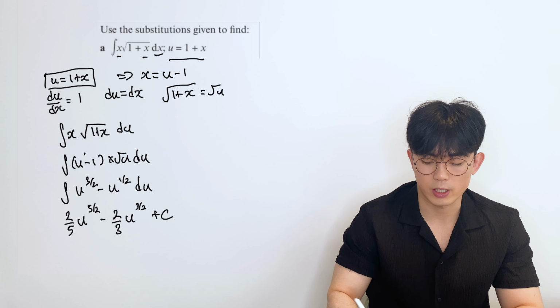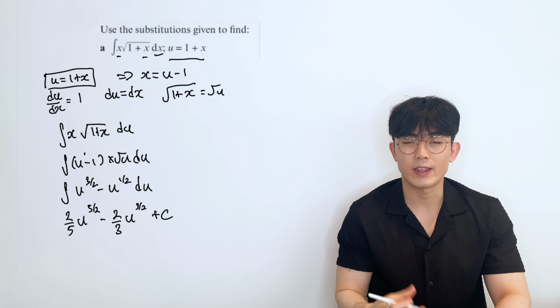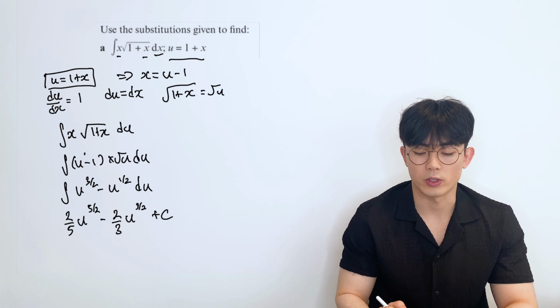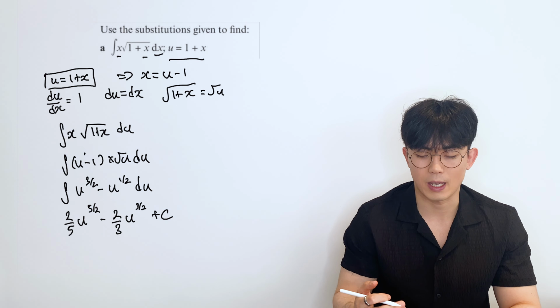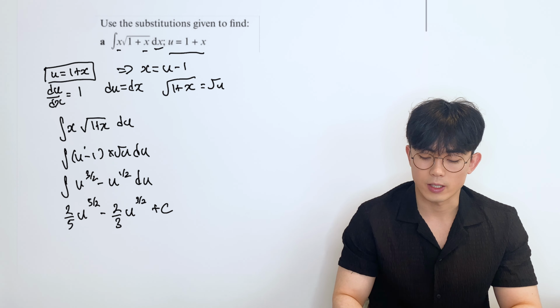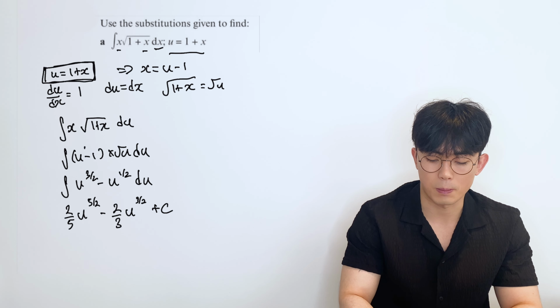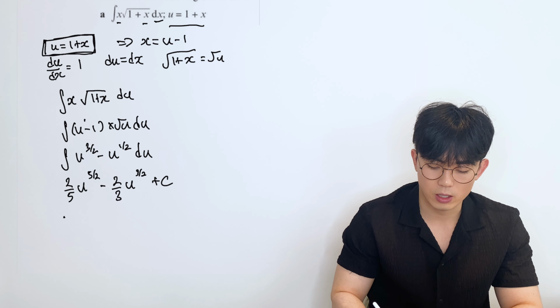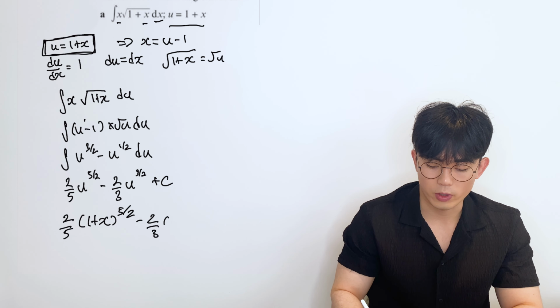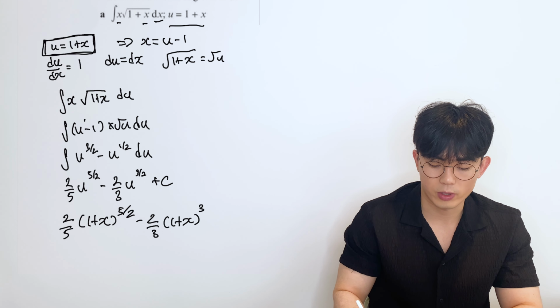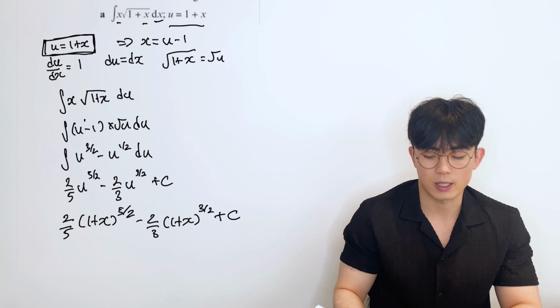Don't forget the plus c. Right, so we've integrated it, but this is now in terms of u. The original question is given in terms of x, so we can't forget to replace it back with our x. So all you have to do is just replace the u in terms of x. And as we said earlier, u is 1 plus x here, right? So I can just write it as 2 over 5 (1 plus x) to the power of 5 over 2 minus 2 over 3 (1 plus x) to the power of 3 over 2 plus c, like this.